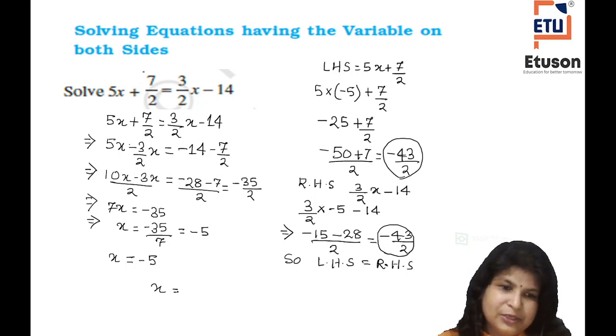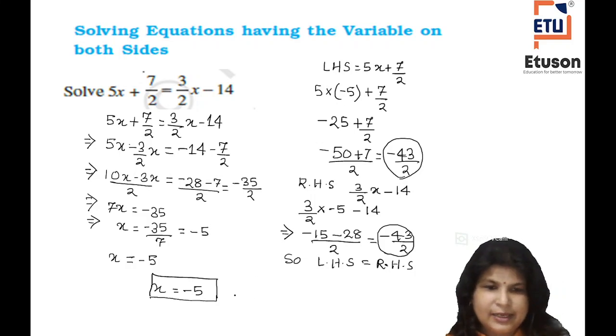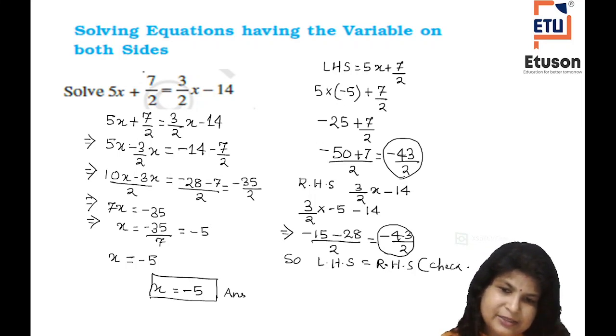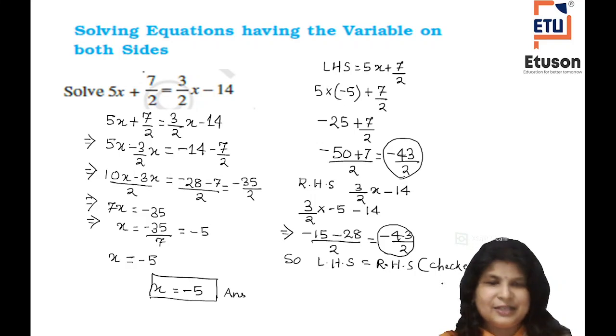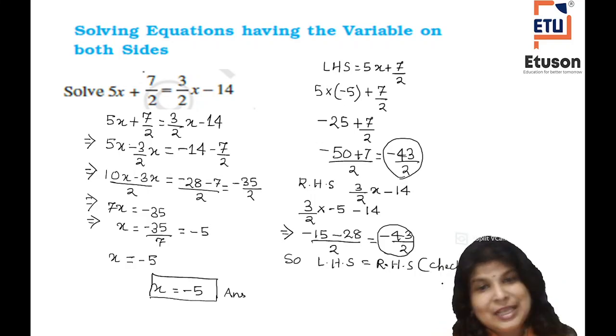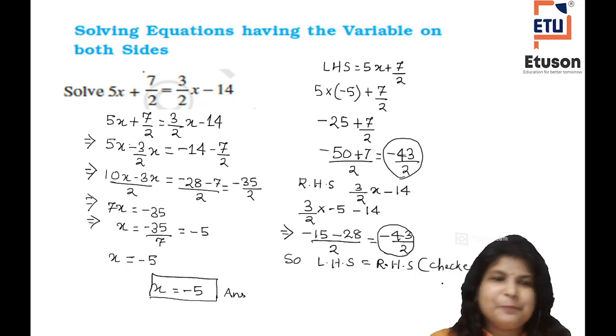So, what is your solution value? x is equal to minus 5, which is the correct answer. So this is the answer to the solution, and here you have checked your solution. Correct, children? Hope all of you have understood. Shall we go to the next example?